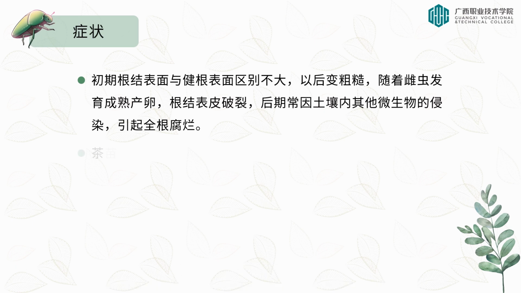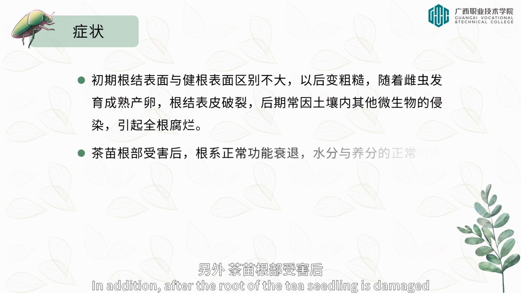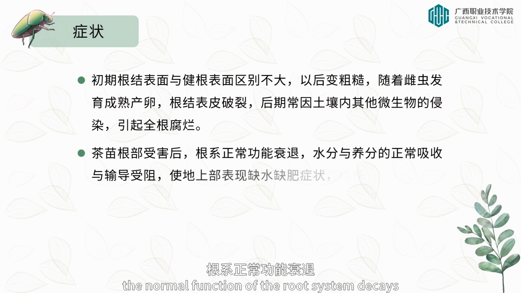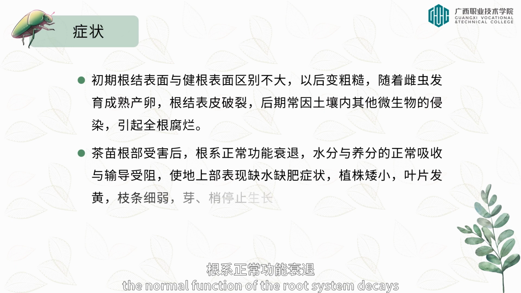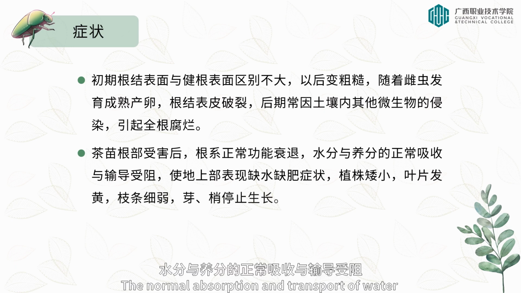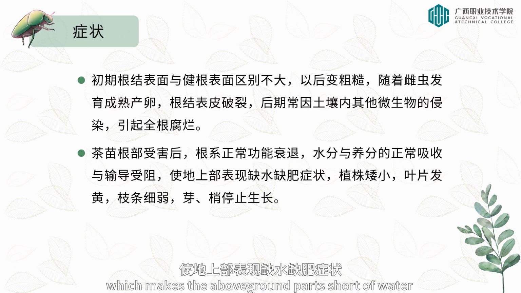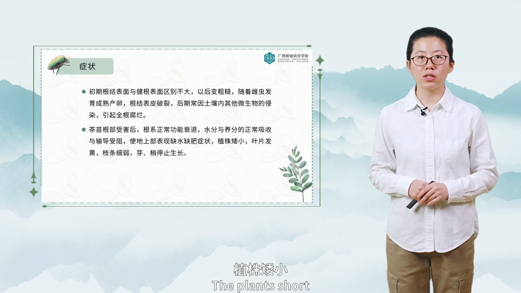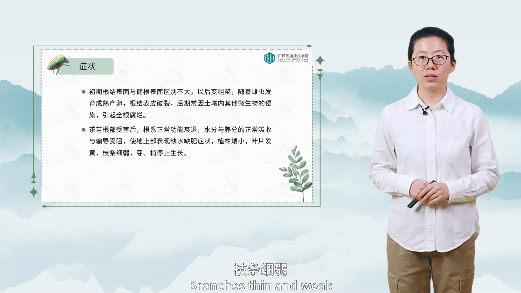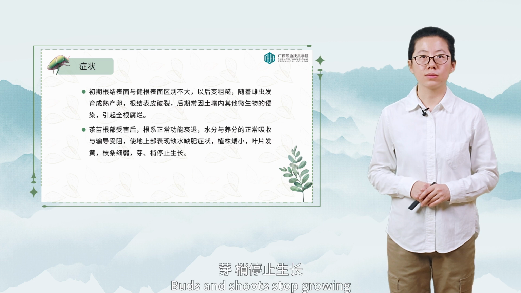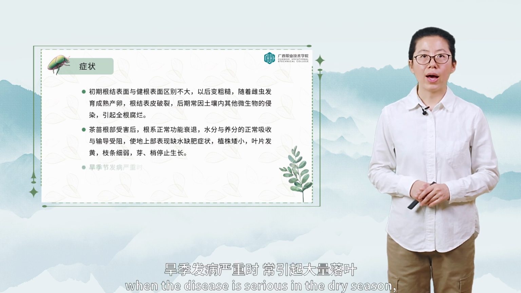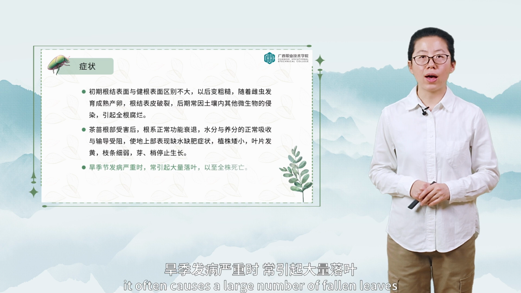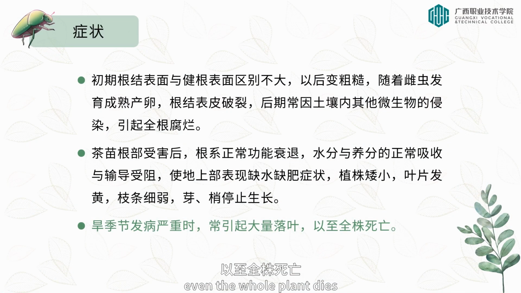In addition, after the root of the tea seedling is damaged, the normal function of the root system decays. The normal absorption and transport of water and nutrients are blocked, which makes the above-ground parts short of water and fertilizer. The plant is short, leaves yellow, branches thin and weak, buds and shoots stop growing. When the disease is serious in the dry season, it often causes a large number of fallen leaves. Even the whole plant dies.